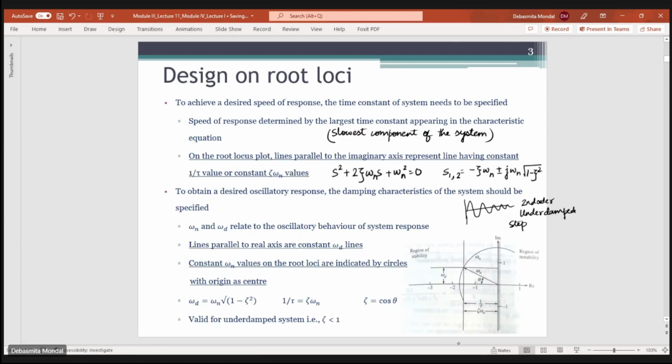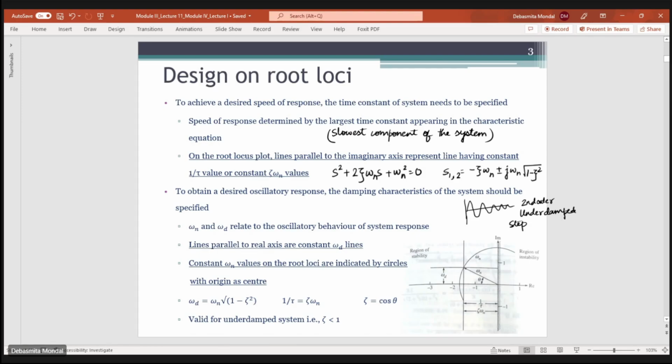So for an oscillatory response, the position of the poles needed for an underdamped system is a pair of complex conjugate poles. Okay, so if the closed loop poles of your system are a pair of complex conjugate poles, then you can say that the system is underdamped.